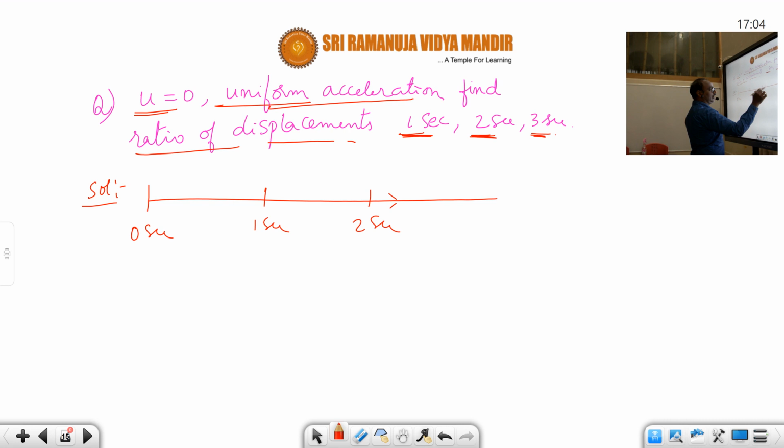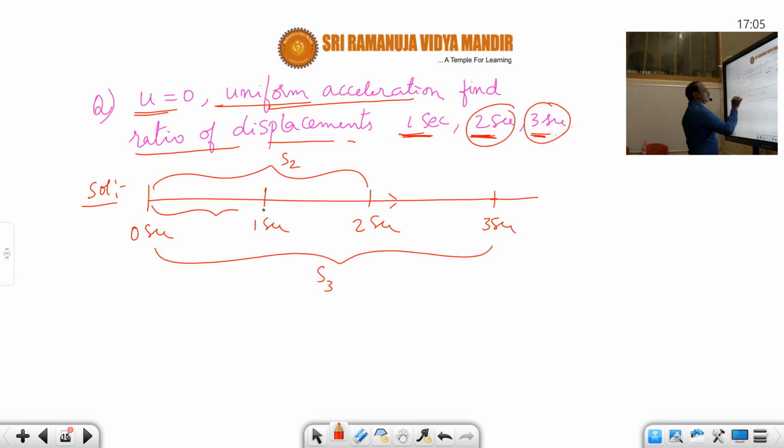3 seconds means 0 to 3 seconds, so we have to find the displacement between 0 and 3. 2 seconds means between 0 and 2 seconds. Let us say this is S3 and this is S2. And 1 second means 0 to 1 second. That is the difference between the previous and the present. In the previous problem, the third second means between 2 and 3, second means between 1 and 2, and first second means 0 to 1.